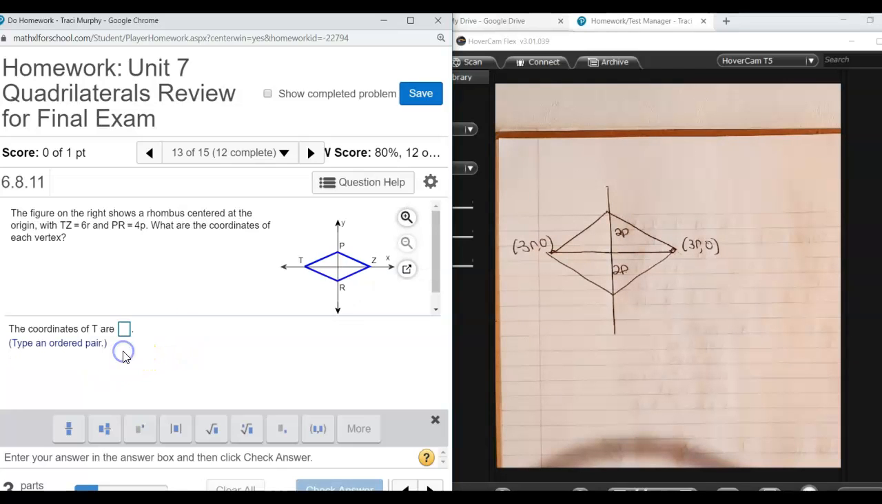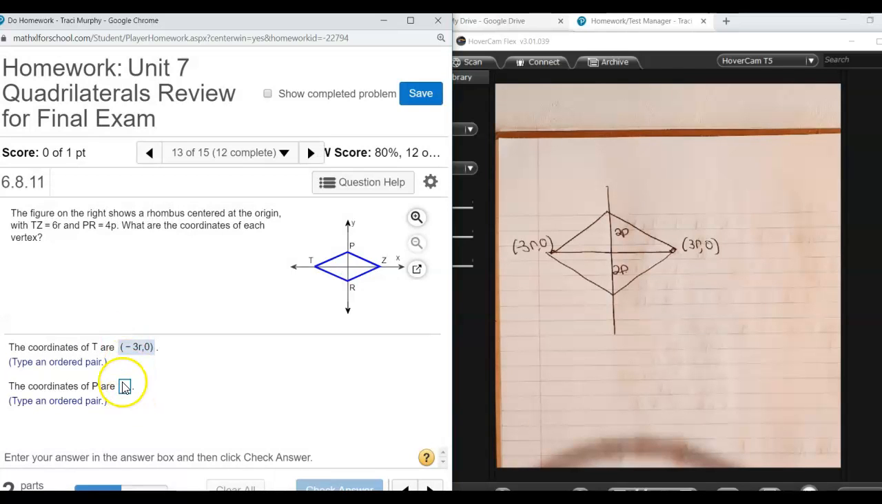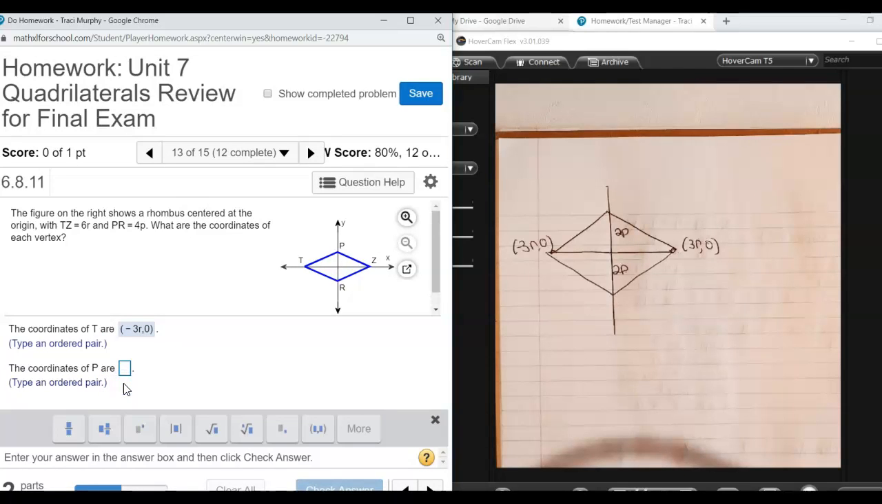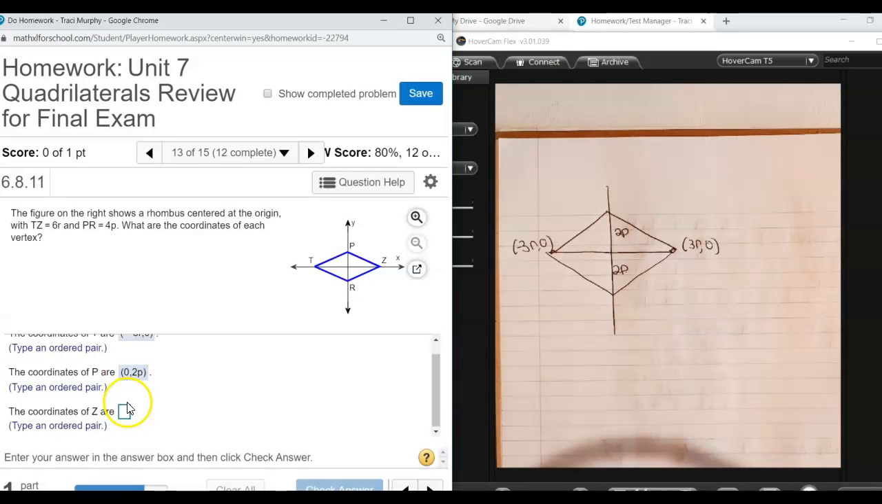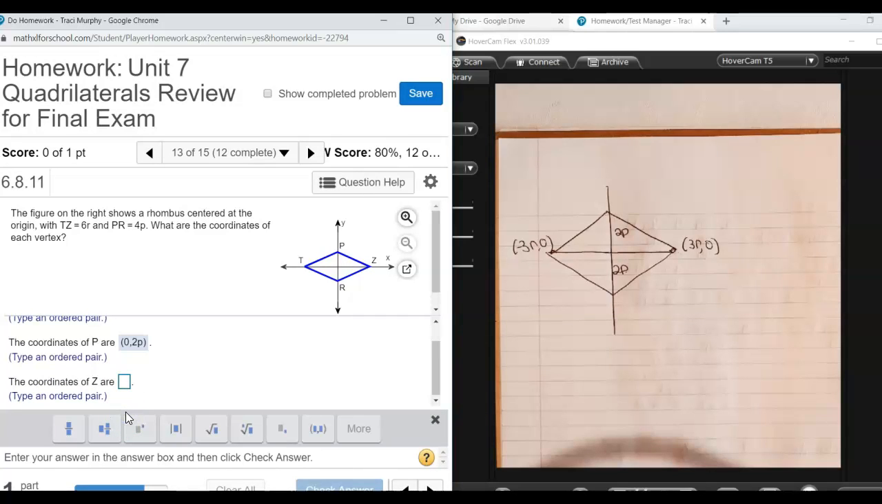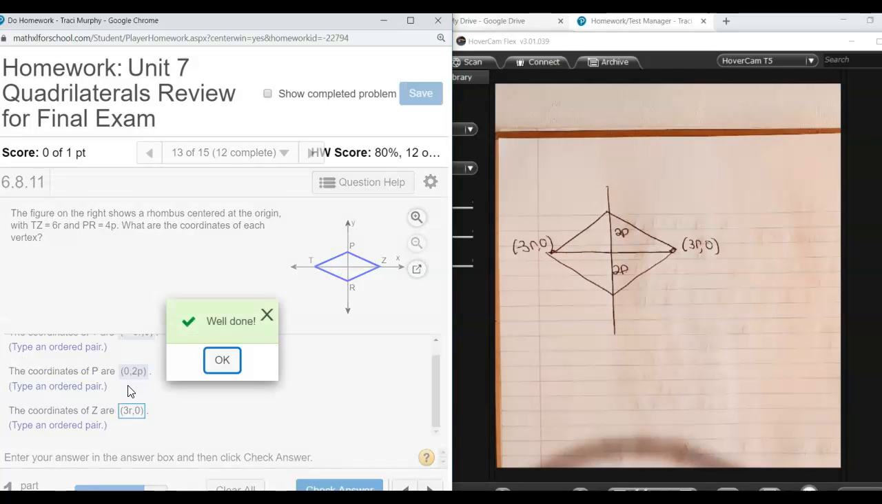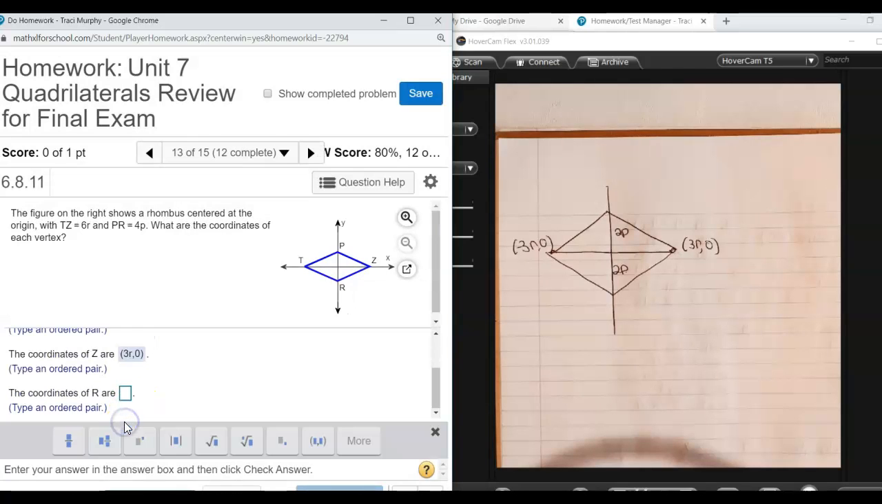So the coordinates of point T would correspond with negative 3R, 0. Okay, point P, I'm not moving any left or right to begin with, so that would be 0, and we went up to P. Z is to the right, so that would be 3R, 0. And then finally the last one, R, again, we didn't go any left or right, so that would be 0, but we went down to P.